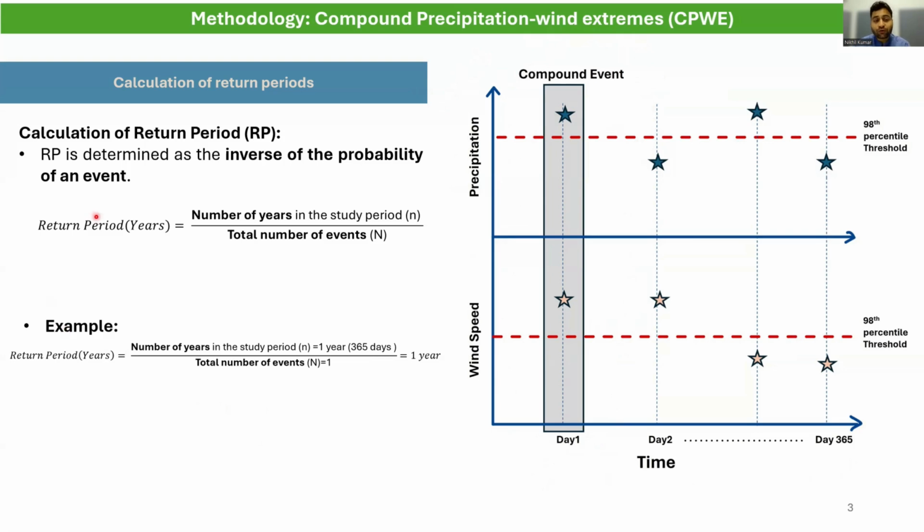So we calculate the return period. It is the inverse of the probability of an event. That is, if we calculate the return period in years, it is the number of years in the study period divided by the total number of events. The total number of events in this case is one, and the number of years in the study period is also one. That means the return period is 1 year. That is, such an event is happening every year for this particular data.